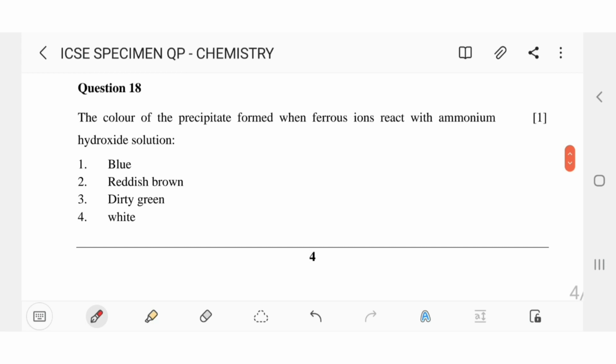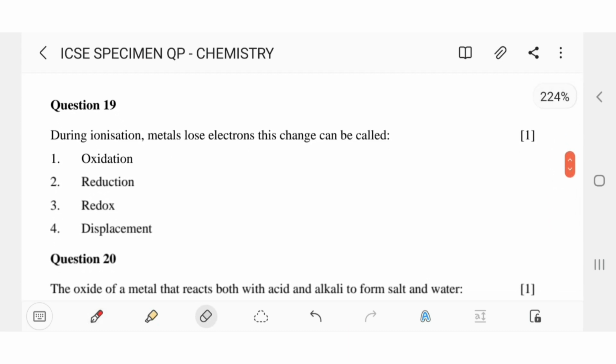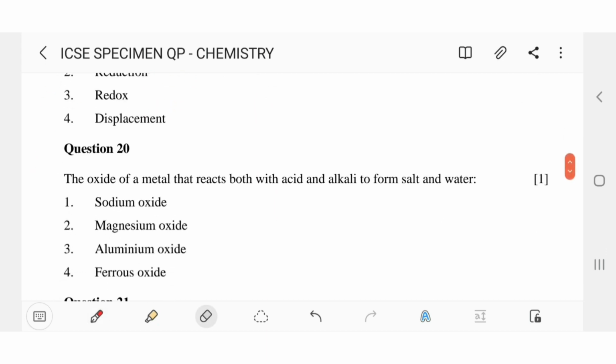Now question number 18, the color of the precipitate formed when ferrous ions react with ammonium hydroxide solutions. Okay, ferrous ion color will be pale green. When it reacts with it, the color will be dirty green. Now, question number 19. During ionization, metals lose electrons. This change can be called, okay, whenever losing of electrons is there, that means the reaction is oxidation, and gaining of electrons is reduction. So the correct option is here, oxidation, losing of electrons.